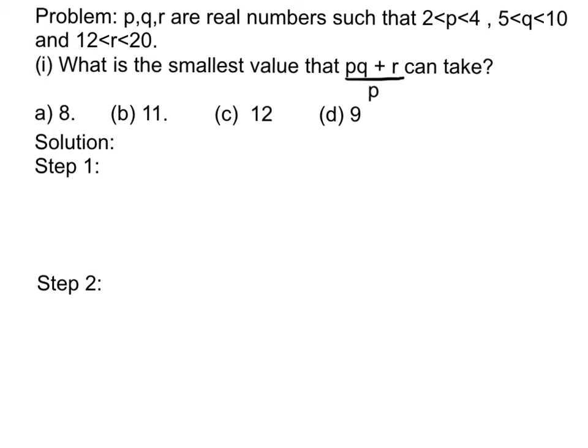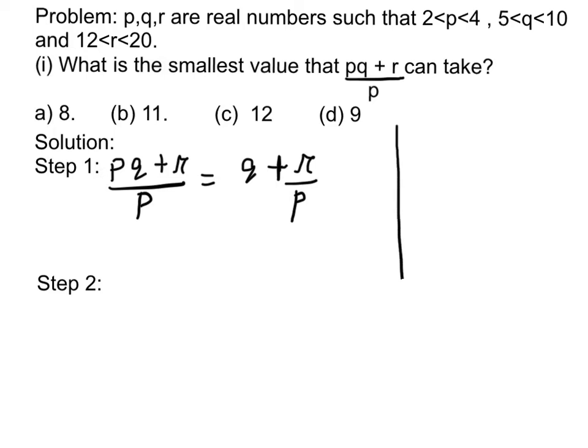So let's see how do we approach this problem. PQ plus R by P means Q plus R by P. Okay. Now, the smallest value means Q has to be minimum and R by P has to be minimum. Let's see how do we find R by P minimum.